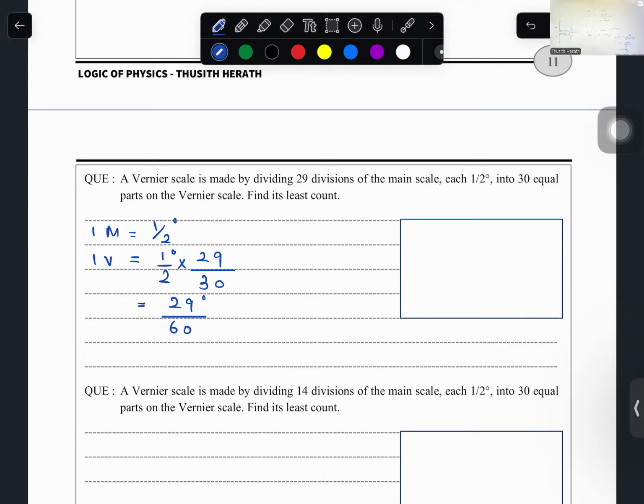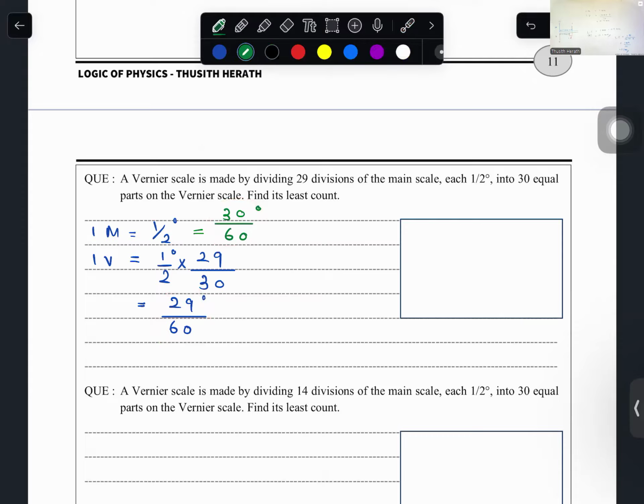To make this more meaningful, I will convert the angle of one main scale division also as a multiple of 60. You can multiply the upper part and the lower part by 30, and then you end up with 30 over 60. Because now you can easily compare the main scale division with the vernier scale division, right?